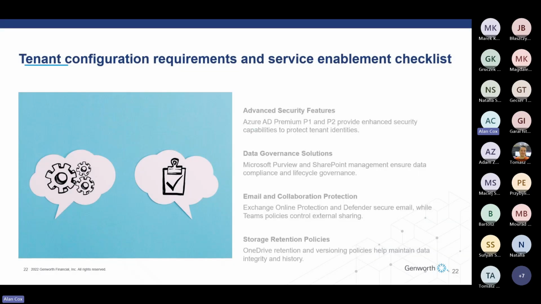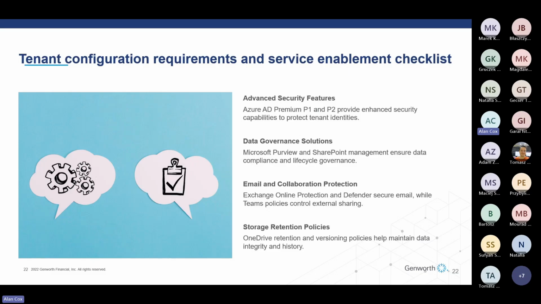From a tenant recommendations standpoint, P1, P2, I like P2. It gives you all the enhanced security, data governance, Purview, and SharePoint management. By the way, with a Copilot license, you get SharePoint Advanced Management, which has a lot of extra governance things and some Copilot controls. Back at Microsoft Build, they announced that was rolling out, and it is out. But look, the more the better.